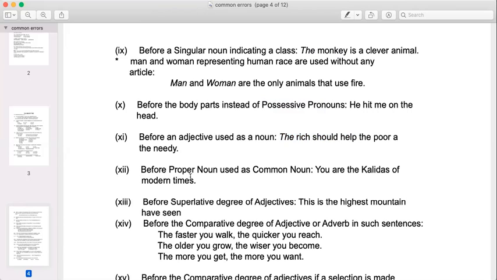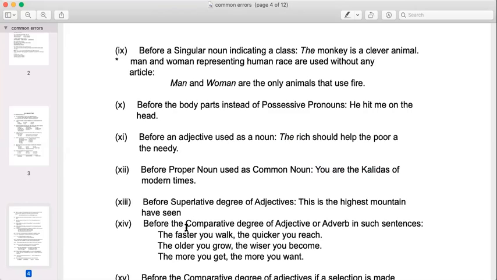Next is before a proper noun used as a common noun. You are the Kalidas of modern times. So Kalidas is a proper noun, but we are using it in a common way. Next is before the superlative degrees of adjectives. This is the highest mountain.